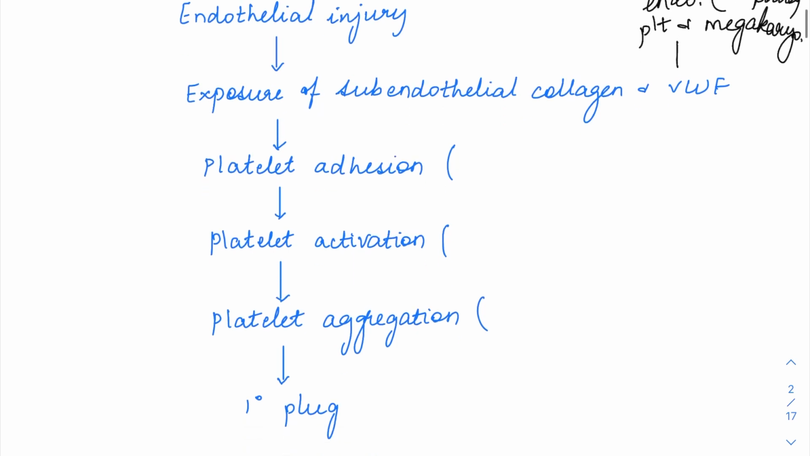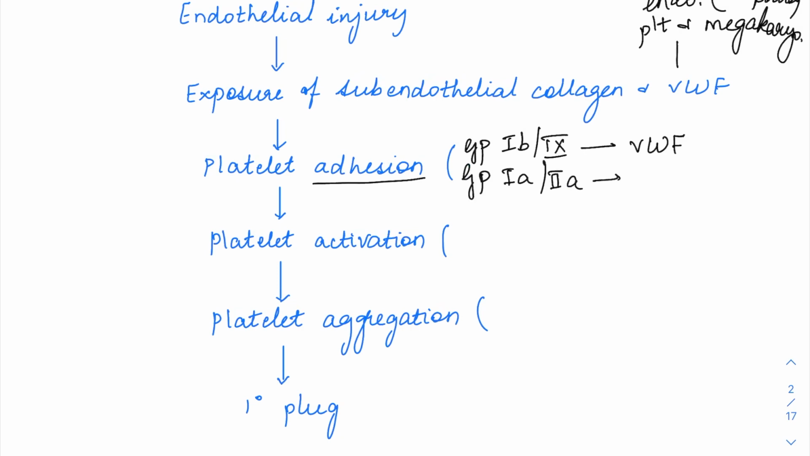The platelets, which were inside the blood vessel, will come and attach to this subendothelial collagen and von Willebrand factor. This step is what we call platelet adhesion. The adhesion is actually taking place through platelet glycoproteins. Platelet glycoprotein 1b and 9 attaches to the von Willebrand factor in the subendothelial location, while glycoprotein 1a and 2a attaches to the subendothelial collagen. Okay, so this step is what we call platelet adhesion.